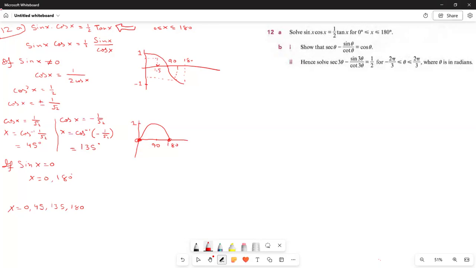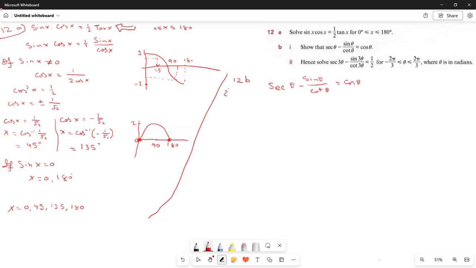So this is question number 12a. Let's move on to the second part, 12b, and it has again two parts. The first part is show that secant theta minus sine theta over cotangent theta is equal to cos theta.